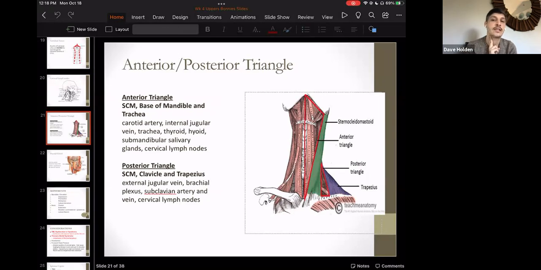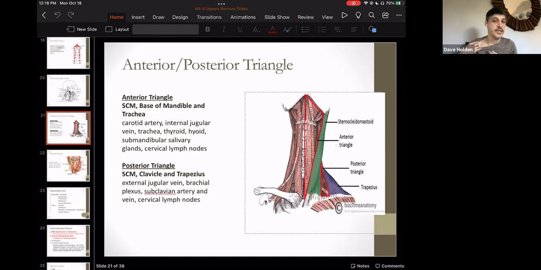But also right next to the carotid artery is the primary vein that is draining all of the blood from the head and the brain and returning it to the heart. That is the jugular vein. You also have the trachea and the thyroid and the hyoid bone and submandibular salivary glands, as well as all those lymph nodes. So we want to use extra caution when working directly on the front of the neck. Anterior triangle.